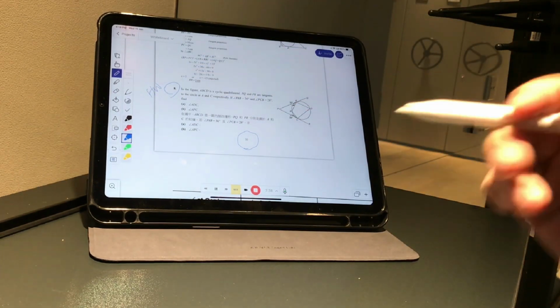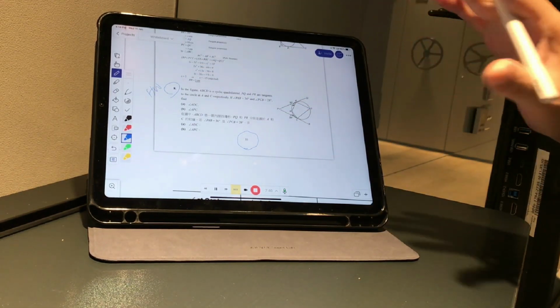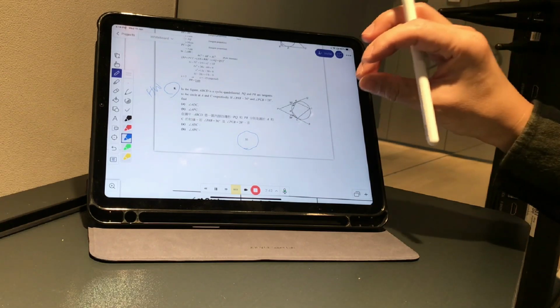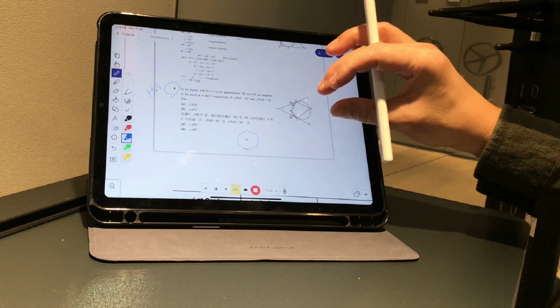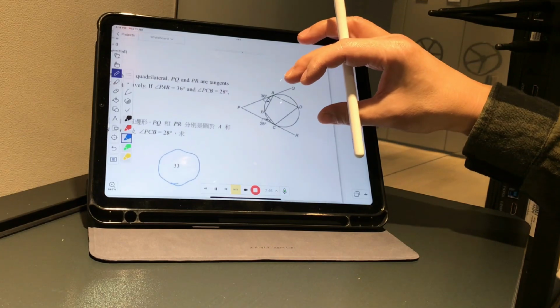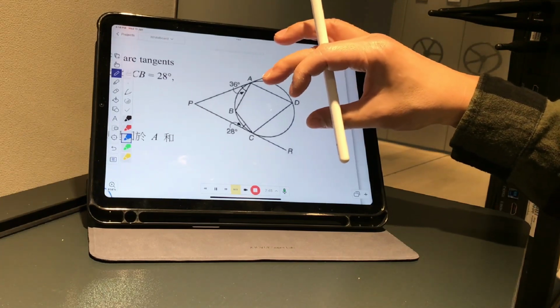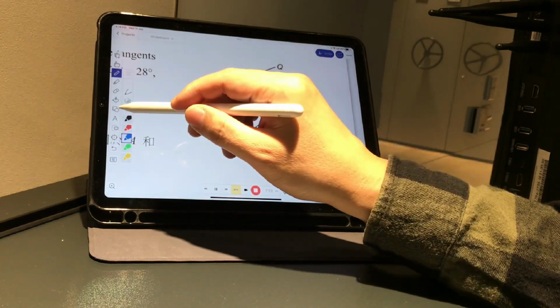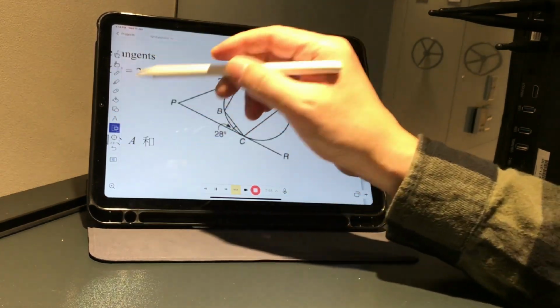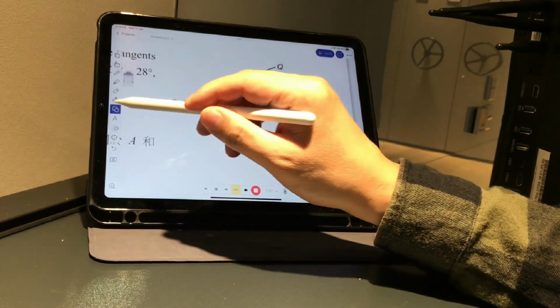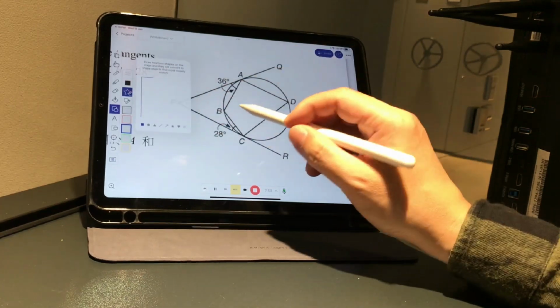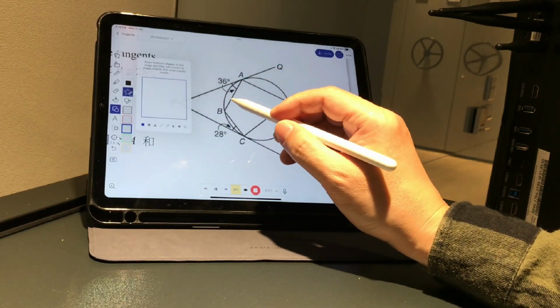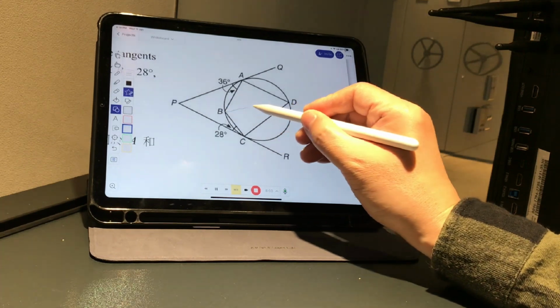Let me give you some clue for those who cannot quite master the properties of cyclic quadrilaterals. If you don't have any clue to proceed, I would suggest you do something like this, and then it will give you some idea. You can construct a line, a straight line like this.